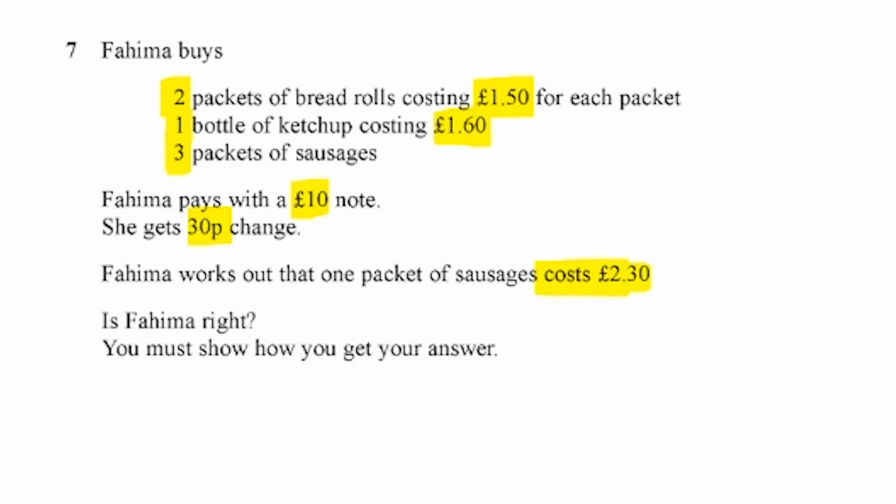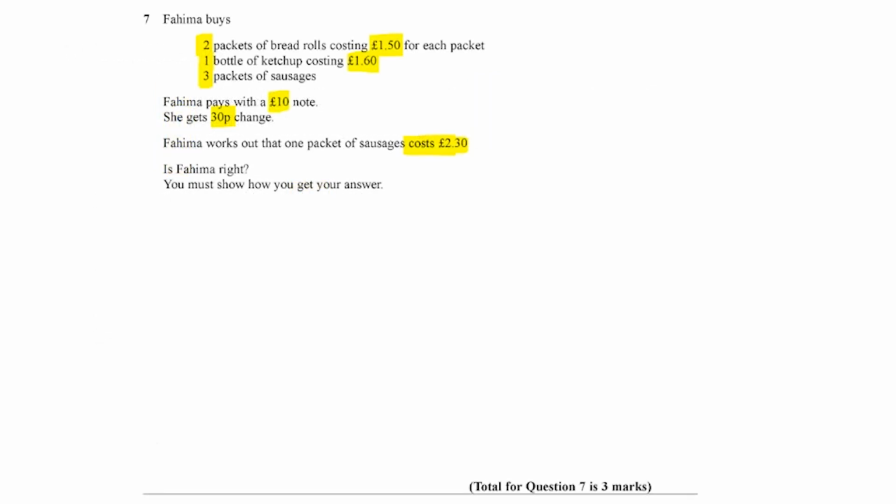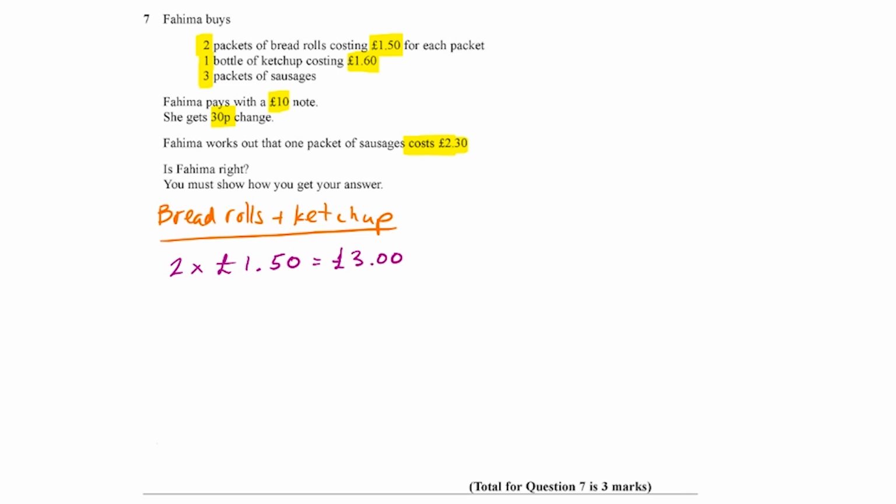So the way to show whether she's right or not is just to work out what we think is the correct answer. So let's go through that step by step then. First thing, 2 packets of bread rolls costing £1.50 for each packet, right? And then she also got a bottle of ketchup costing £1.60. Well, we know what they cost, so we could work out how much she spent on that. So 2 packets of bread rolls at £1.50 each gives us £3. And then if we add on the cost of the bottle of ketchup, which is £1.60, we know for definite that she spent £4.60.